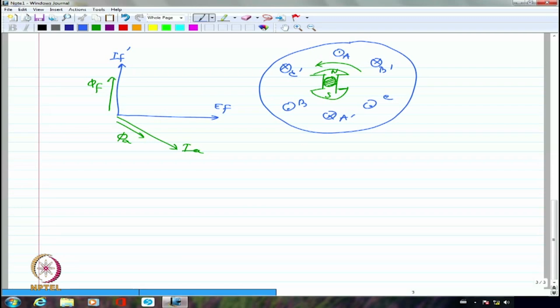So, now I have to look at the resultant of these two. This is phi F and this is going to be phi A. Now whatever is the resultant is phi R. Yes? I am looking at the two fluxes. I have taken the resultant. That's it.